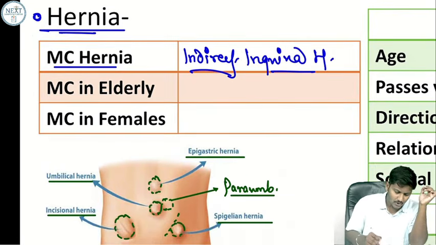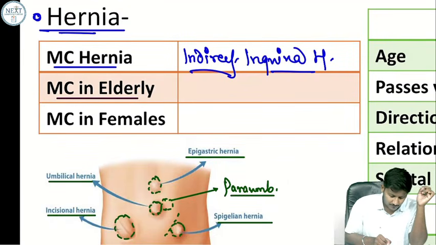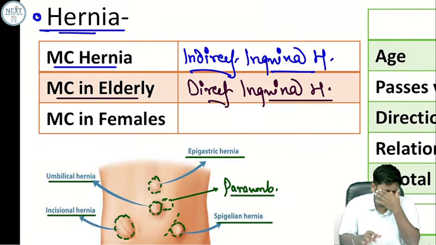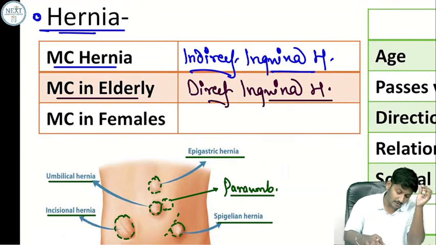If they ask you which is the most common type of hernia in an elderly patient, the most common type of hernia in an elderly patient is the direct inguinal hernia.